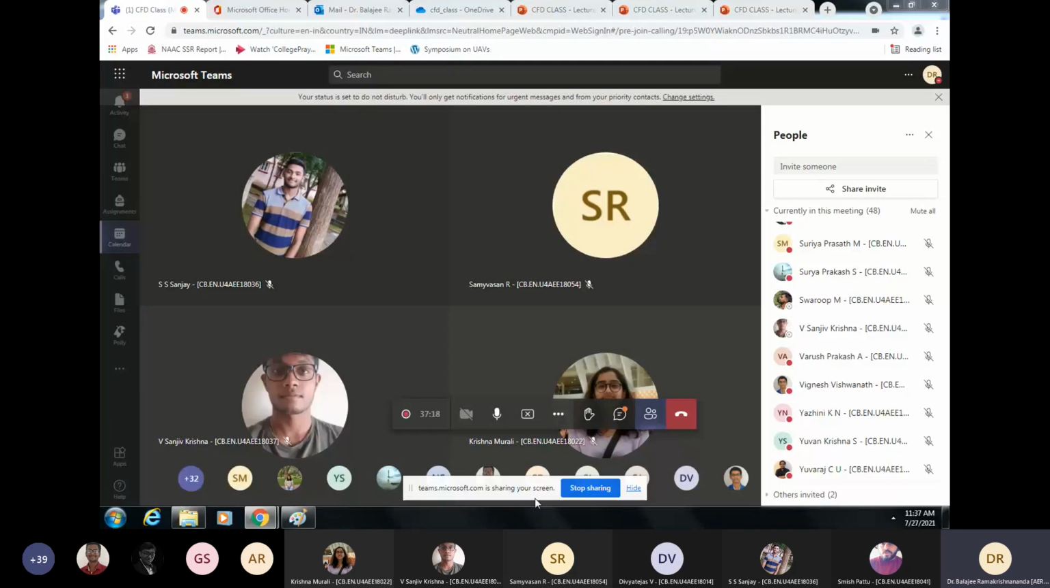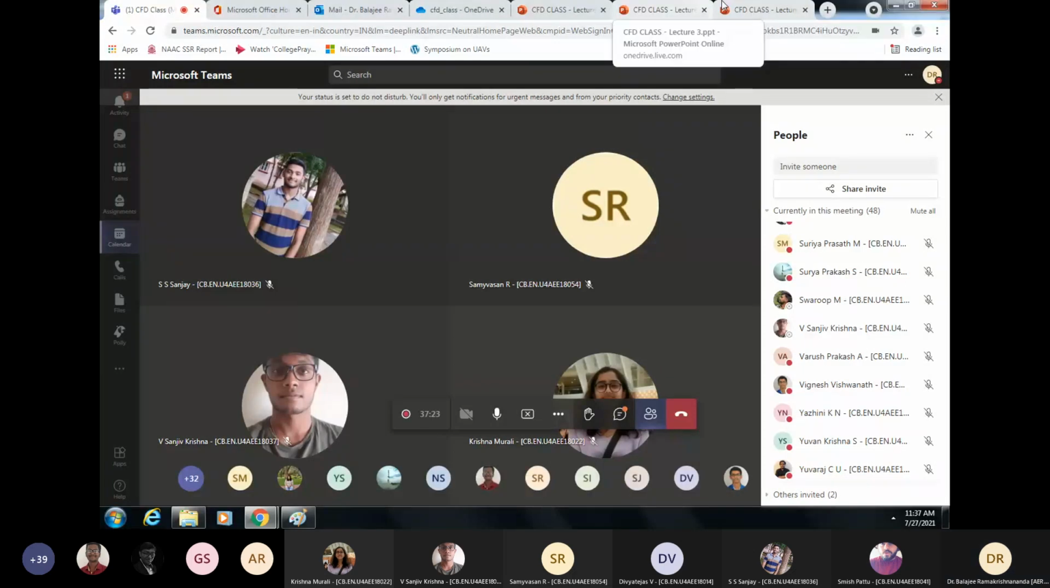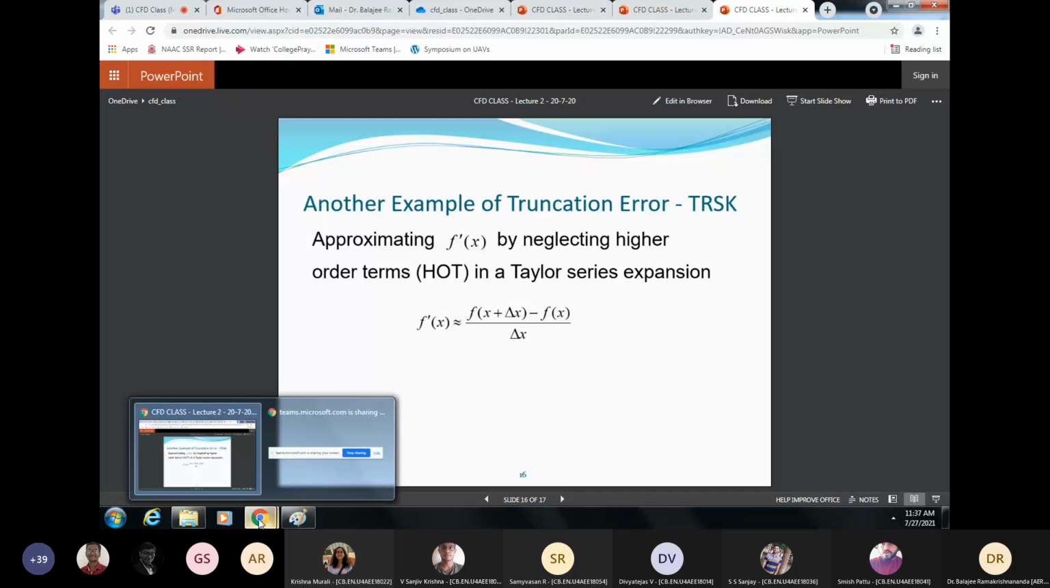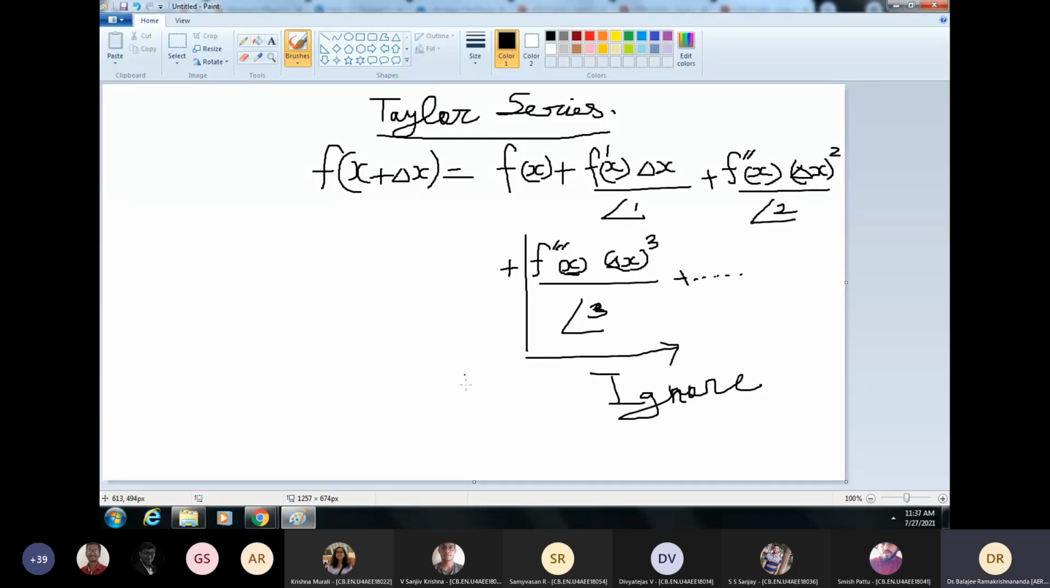Just like Krishna answered a question, same question, but for this one. Let's say I am having delta x. In one case, delta x is 0.1. In another case, delta x is 0.01. Okay, sir. Now I am neglecting everything from the second term. Which case will have more error?